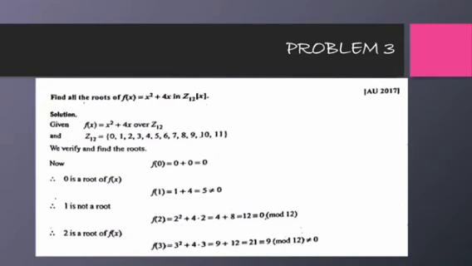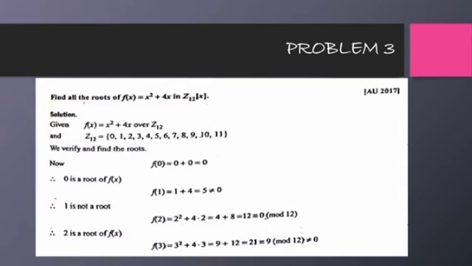So in Z12, what will I write? 0, 1, 2, 3, 4 up to 11. So I start substituting one by one. First I substituted 0 here. If I substitute 0, the entire answer will be 0. So automatically, when my answer is 0, I can say that particular element is a root.